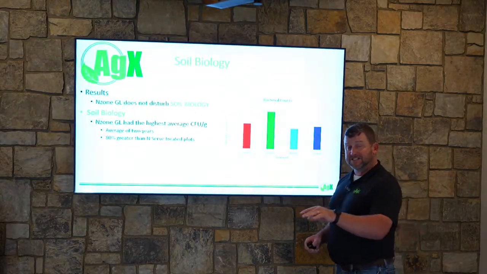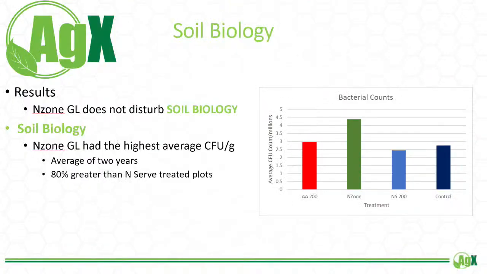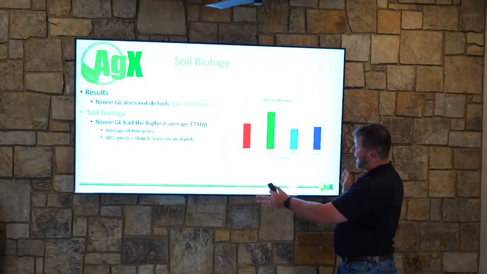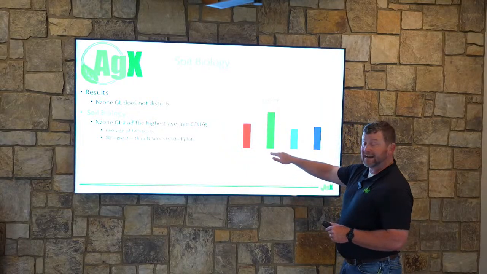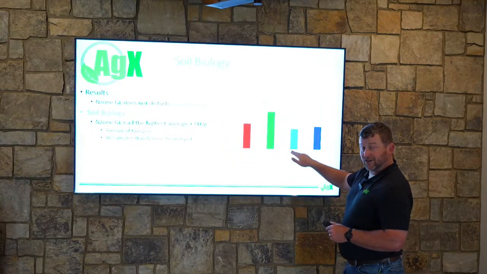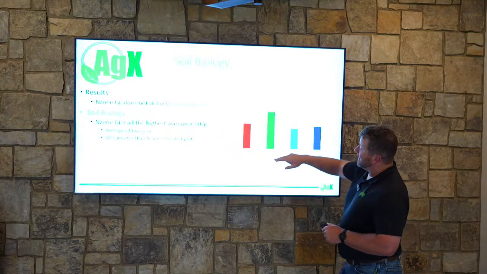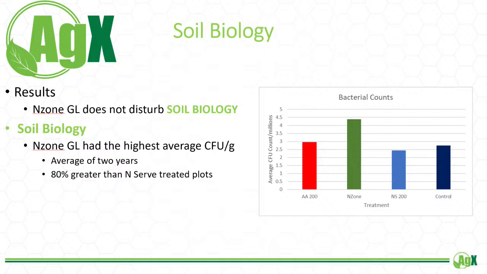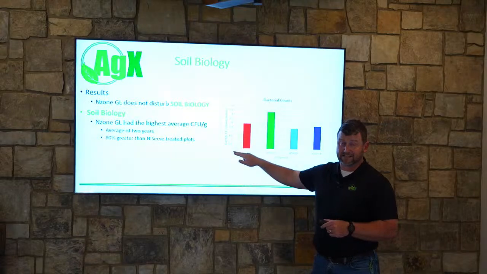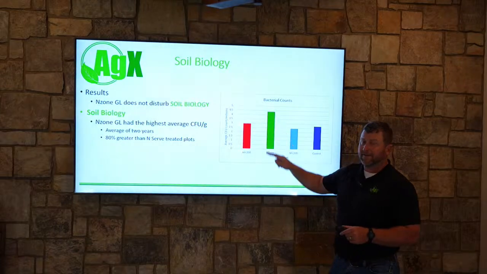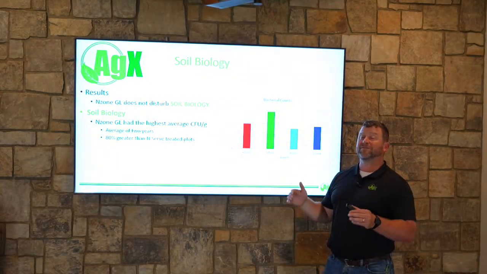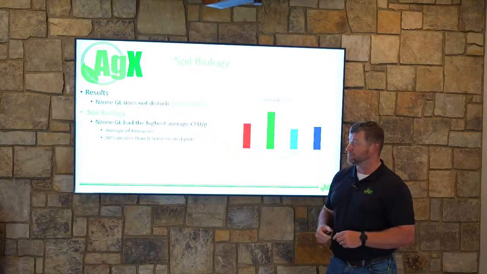However, then we dug a step deeper, and instead of just stopping at colony counts, we went all the way to our CFUs per gram. So let's talk about the axes again. Across the X, we have our anhydrous with 200 pounds, anhydrous with Enzone, our competitor added, and control. And across the Y, we're looking at the average CFUs per gram, measured in millions. So when we see this number right here for our Enzone GL of 4.5, it's not just 4.5, it's 4.5 million CFUs per gram.